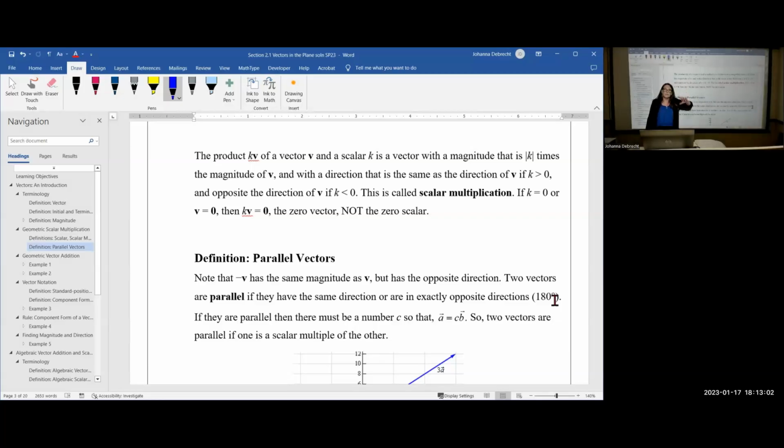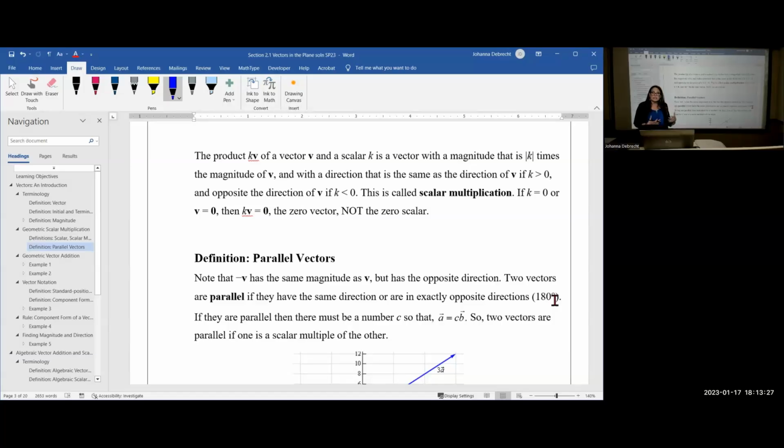but not bold print. Bold print is for vectors only. So if we take our scalar k and we multiply by a vector v, then we'll get a vector that is whatever the absolute value of k is multiplied by the magnitude of v, with the same direction as v if k is positive and the opposite direction of v if k is negative.